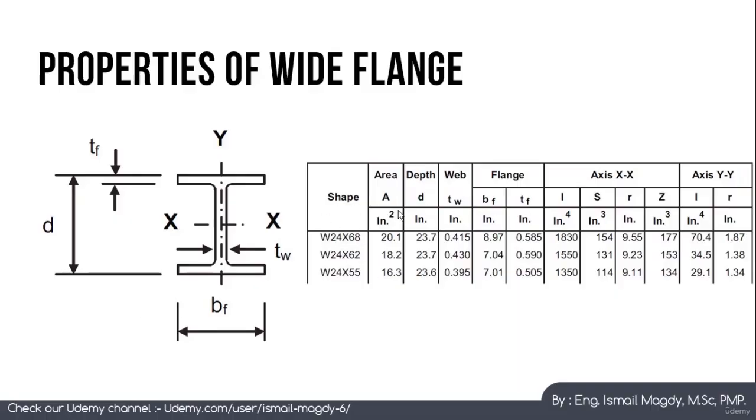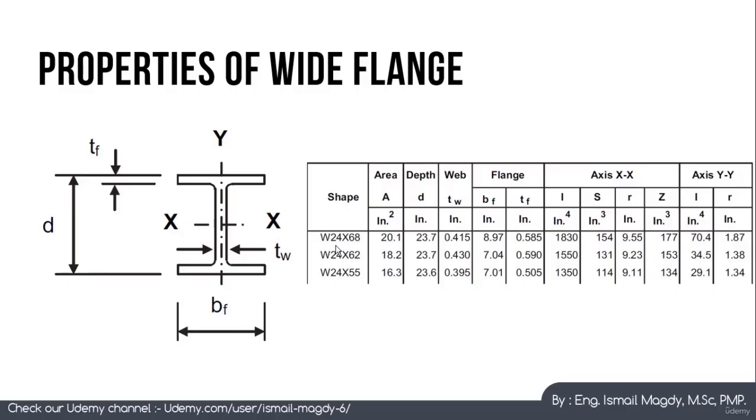Here you can see a table which includes all of the data and the properties about this beam or about this section. It could be used as a column, of course. Here we see a section called W24x68. This means that the depth of this section is 24 inches. As you can see here, it is 23.7, approximately 24 inches. And this 68 means the weight of this section per foot equals 68 pounds.